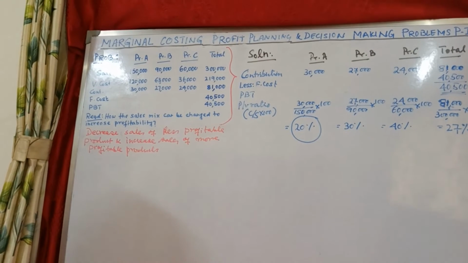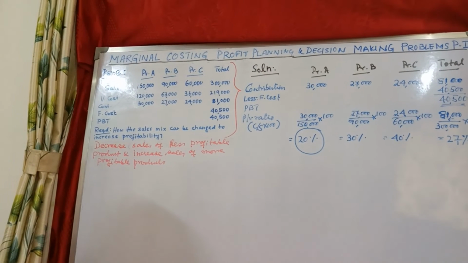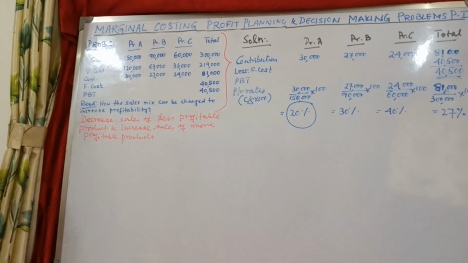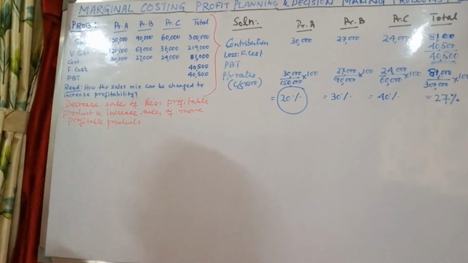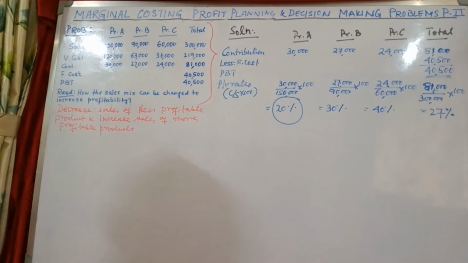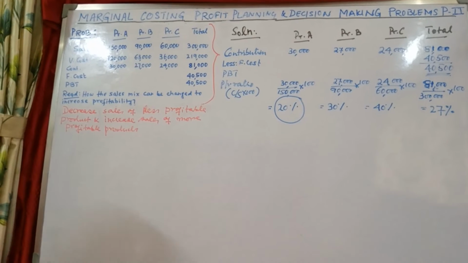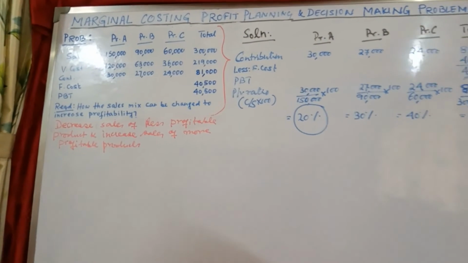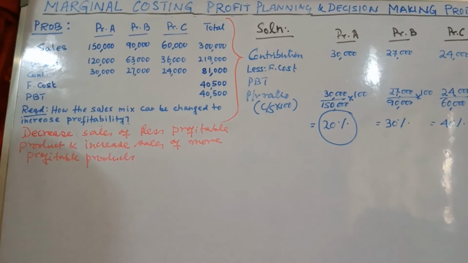That means the management is going to reallocate the resources. That means some resources will be withdrawn to some extent, not fully, from the product line that is giving least contribution margin, that is product A, and reallocate those resources in the production of product B and C. Correct?